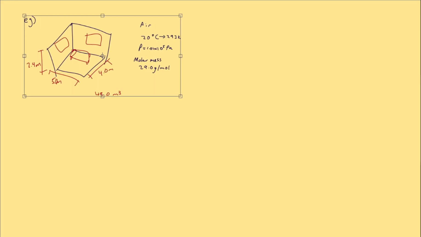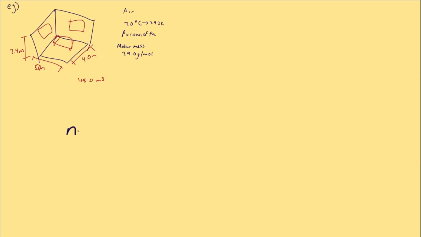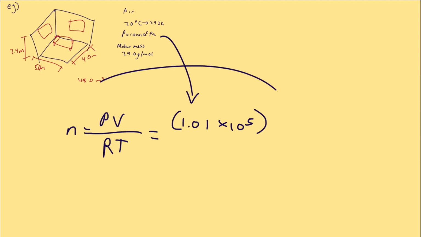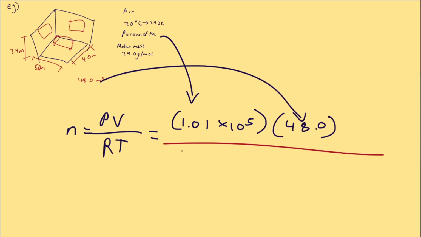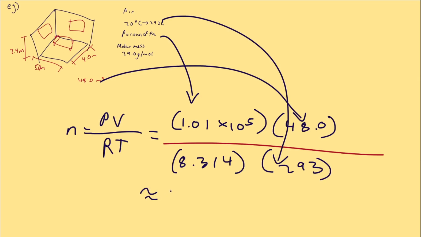So we're going to use the ideal gas law to find the moles. Again, rearranged for n, n equals PV over RT. We can plug in our values. So P, and then the volume, divided by R, which is the gas constant, times the temperature. This is roughly 1,990 moles.